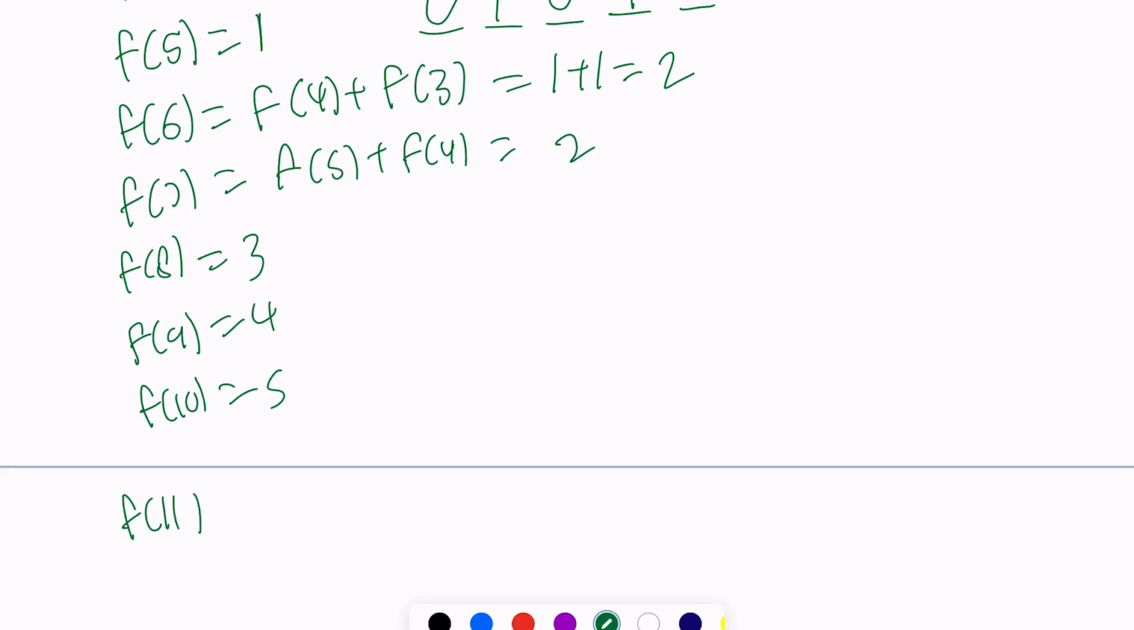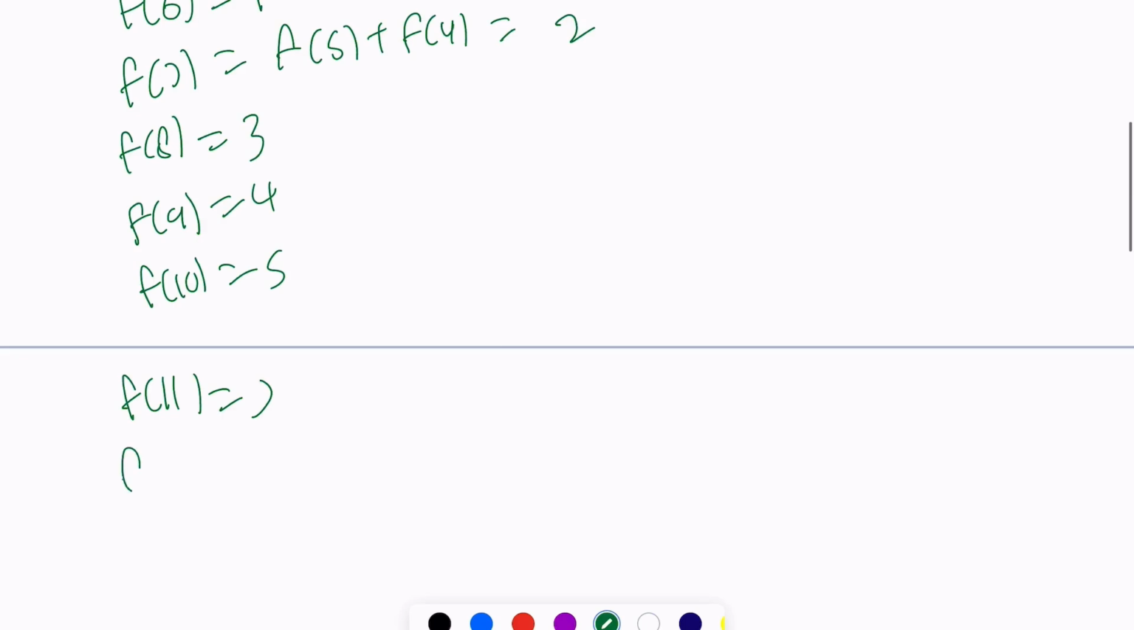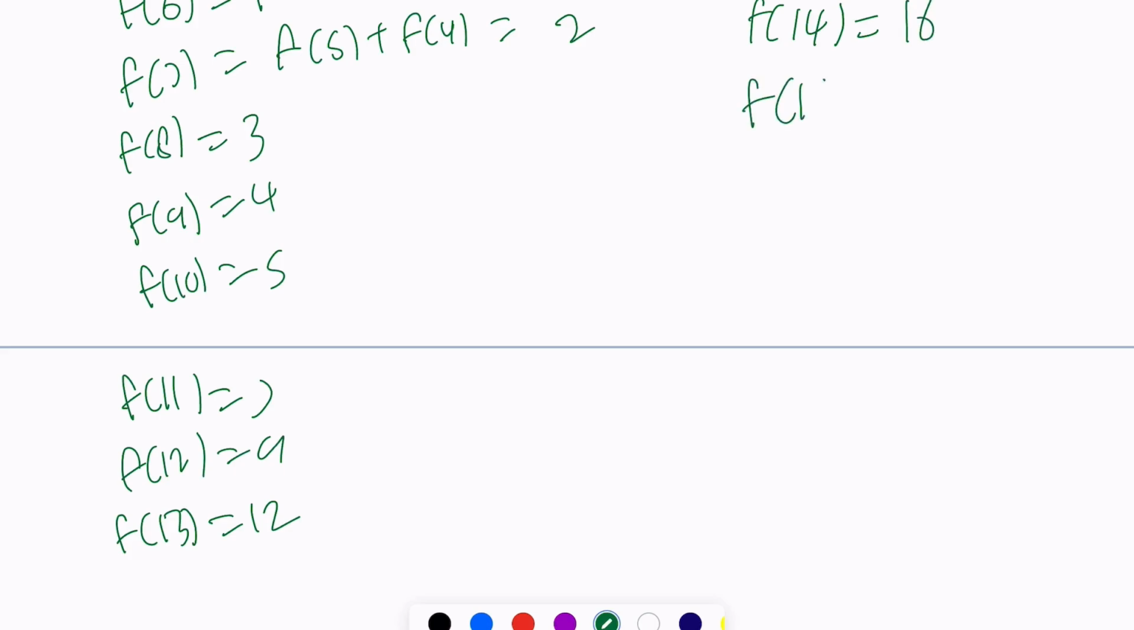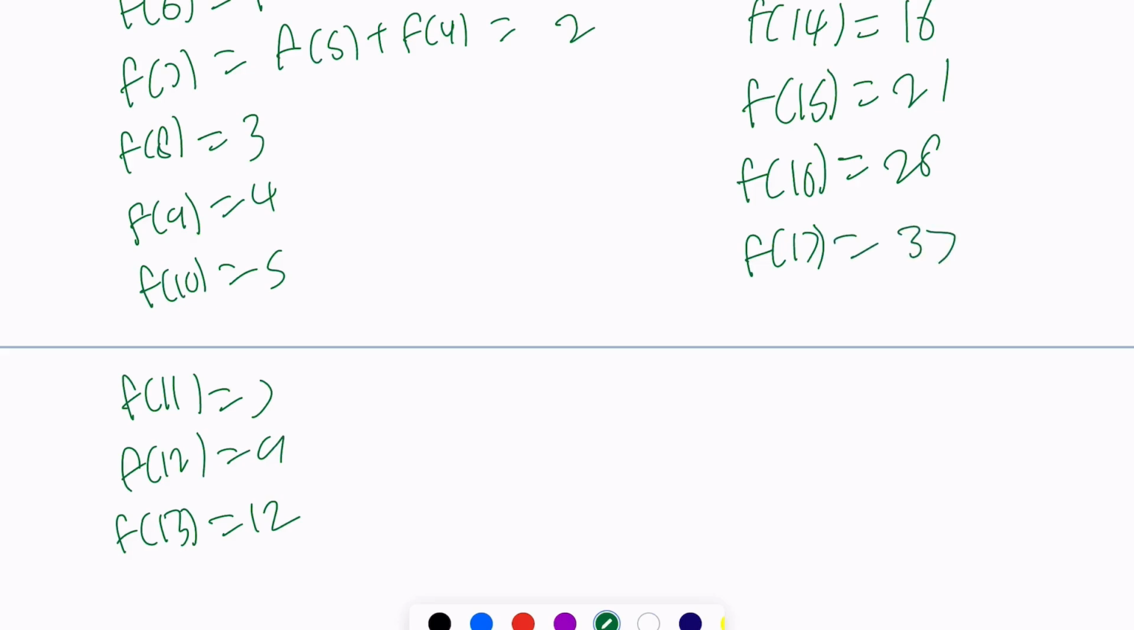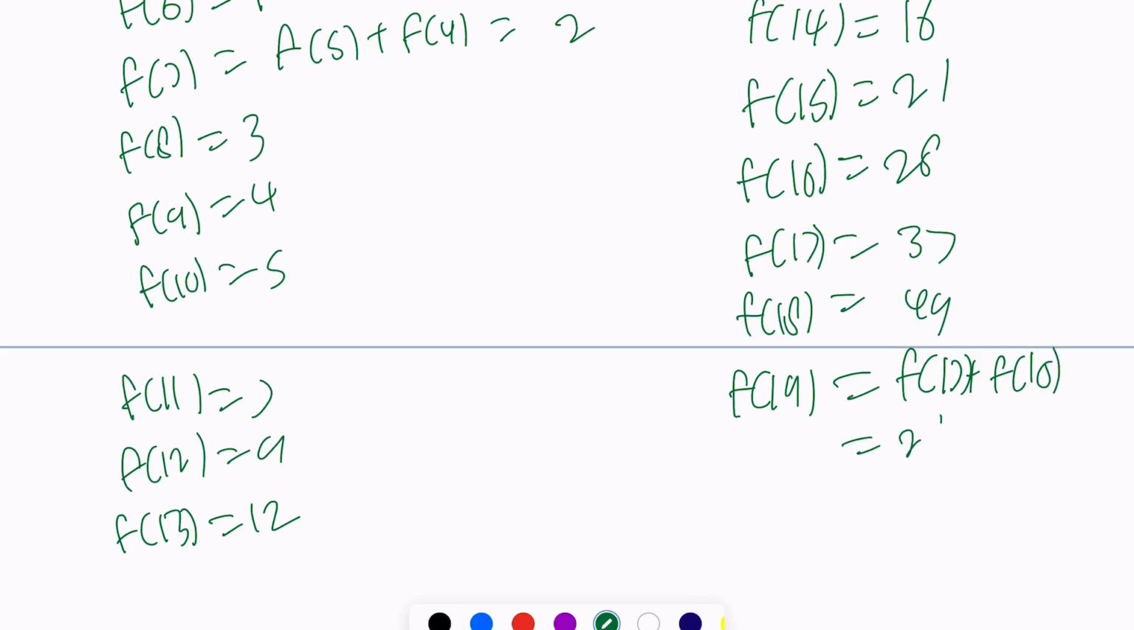f of 11 is 7, f of 12 is 9, f of 13 is 12, f of 14 is 16, f of 15 is 21, f of 16 is 28, f of 17 is 37, f of 18 is 49, and finally f of 19 is equal to f of 17 plus f of 16, which is 28 plus 37, which will give you the final answer of 65.